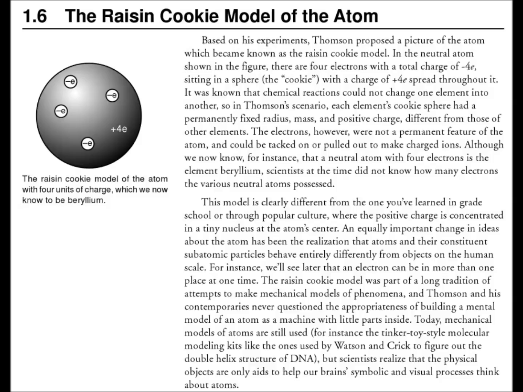The Raisin Cookie Model was a part of a long tradition of attempts to make mechanical models of phenomena, and Thomson and his contemporaries never questioned the appropriateness of building a mental model of an atom as a machine with little parts inside. Today, mechanical models of atoms are still used, for instance, the Tinker Toy-style molecular modeling kits like the ones used by Watson and Crick to figure out the double helix structure of DNA. But scientists realize that the physical objects are only aids to help our brains' symbolic and visual processes think about atoms.